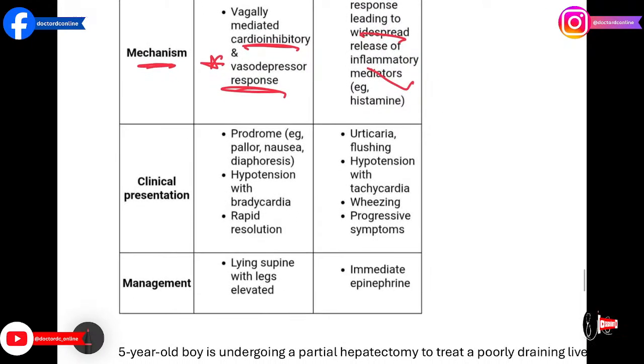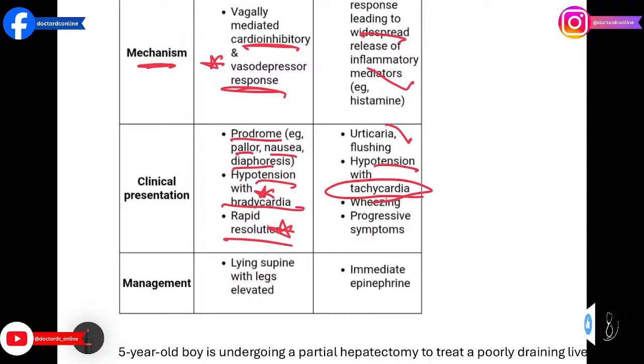If we talk about the clinical presentation, there is a prodrome like pallor, nausea, and diaphoresis, hypotension with bradycardia and rapid respiration. If we talk about anaphylaxis, there are rashes, hives, hypotension with tachycardia. There is hypotension with bradycardia. They are having the wheezing, they don't have a prodrome and have progressive symptoms.